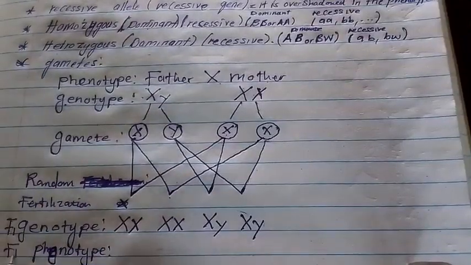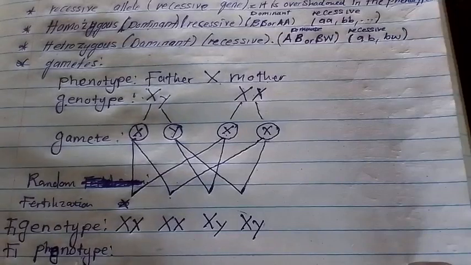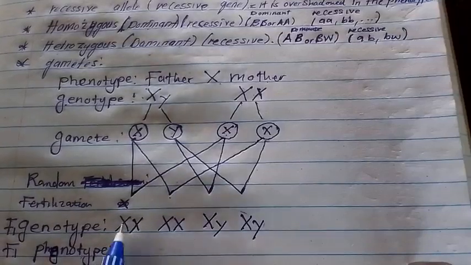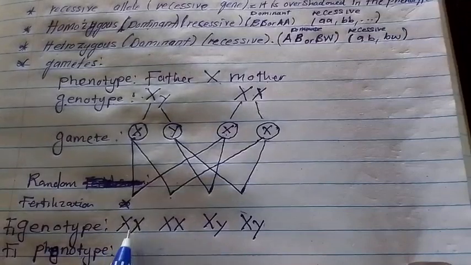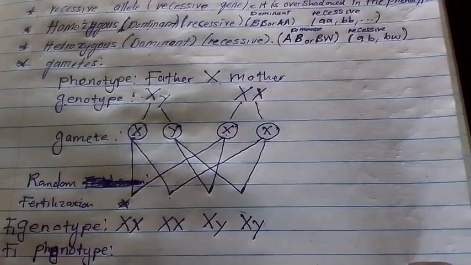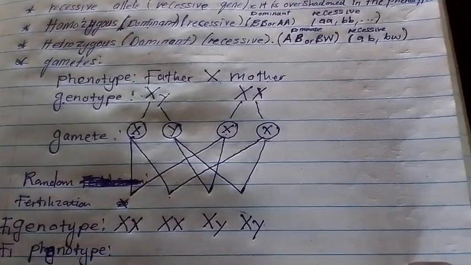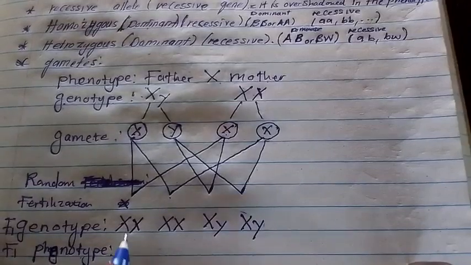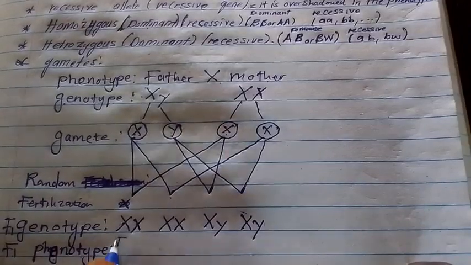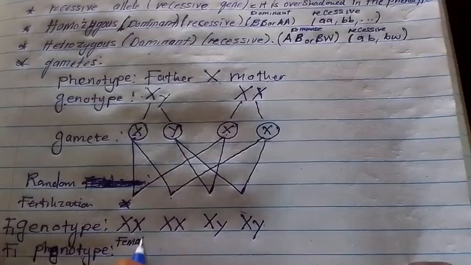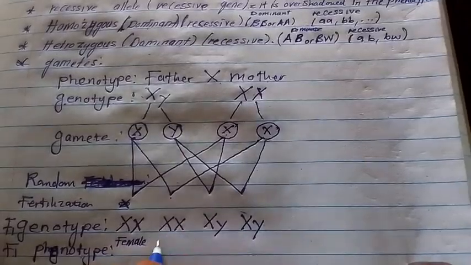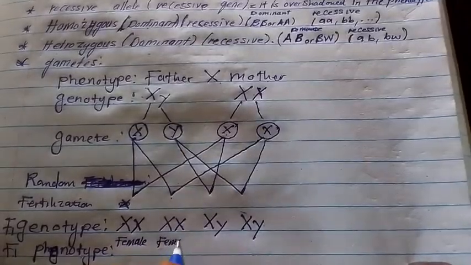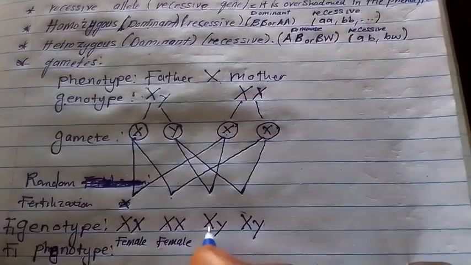Now, since here we are having XX, it is just the chromosomes for a female. So I'm just going to say this one is going to be the female. Then XX is also the female. Then XY, this one is the what? The male. Then XY is going to be the male.